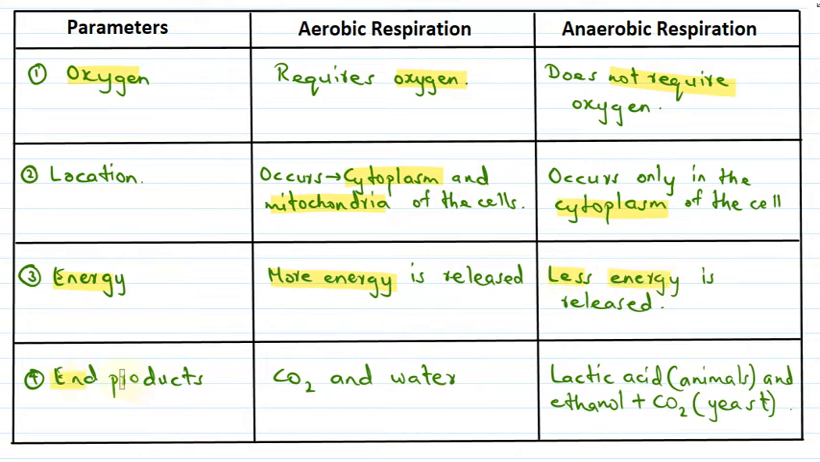Then end products formed during aerobic respiration are carbon dioxide and water, whereas in case of anaerobic respiration lactic acid is produced in case of animals, we saw in the case of muscle cells, whereas ethanol and carbon dioxide is produced in case of anaerobic respiration performed in yeast.